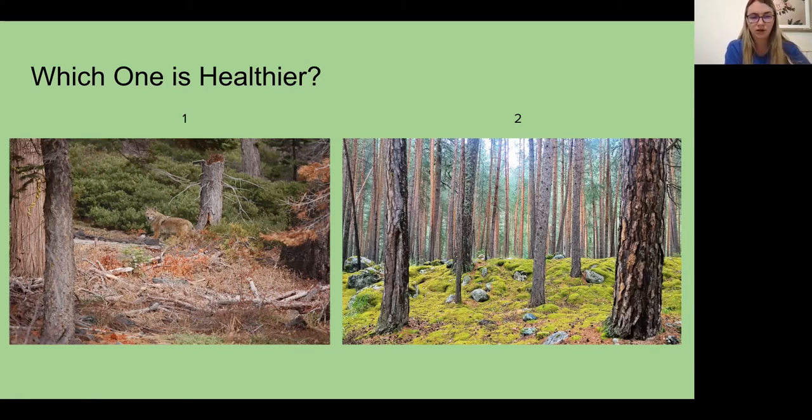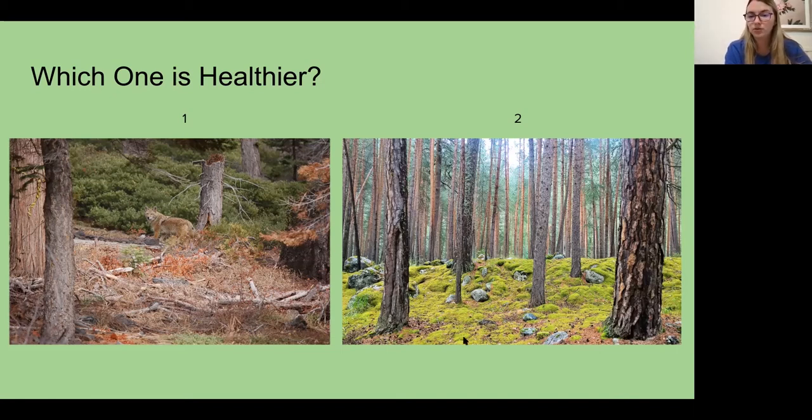So we're going to move on to our third factor of a healthy forest, which is that there are other types of life present in the forest. And photo number 1 makes it pretty obvious that there are definitely other types of life present because of the presence of a coyote. So if there's a coyote in this forest, that means that there has to be other types of smaller animals for it to feed on. We can also see in the background that there are some shrubs or some bushes. So there's other type of plant life as well.